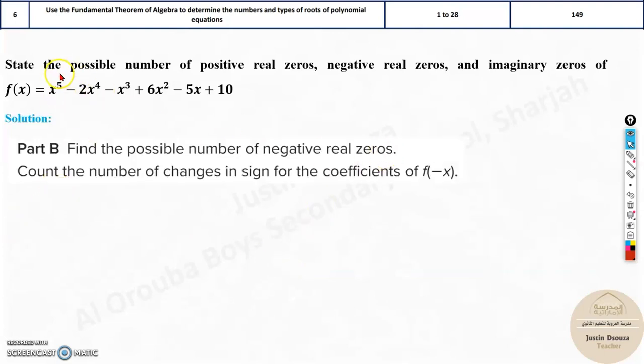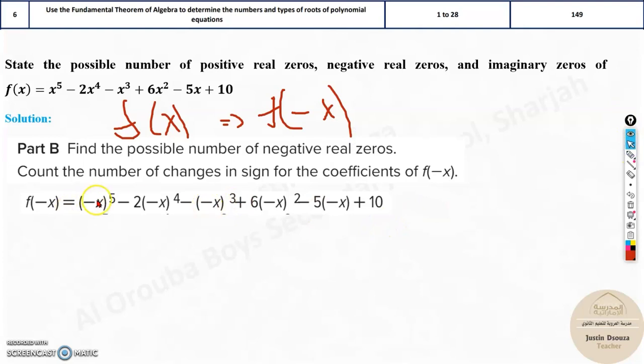Now you need to change this x into minus x. So instead of x over here, you need to substitute minus x. So instead of f of x, you put f of minus x. And then now you do the same thing. Now over here, what happens?